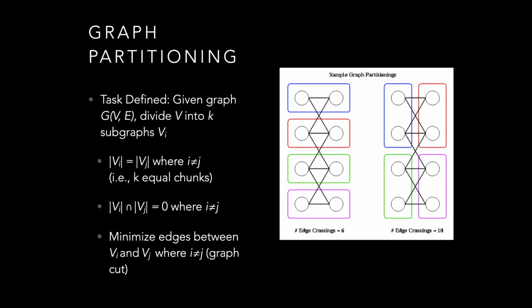And then finally, the more interesting constraint here for partitioning is we want to minimize the edges between V_i and V_j. And that's where a lot of the complexity comes in.